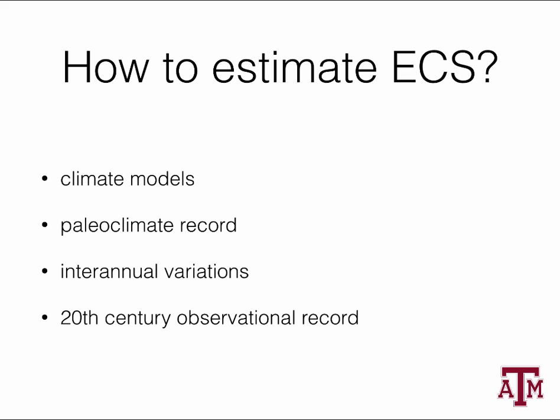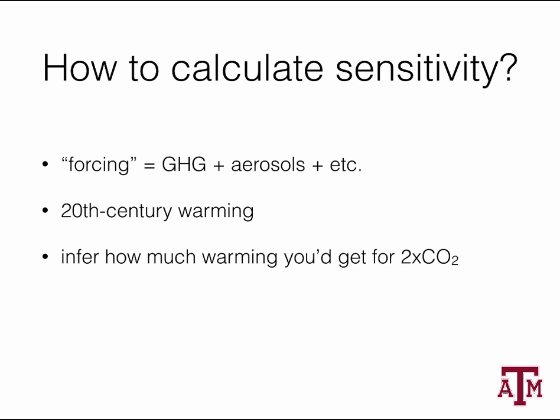Now, the problem with these estimates is that they don't all agree. So climate models, paleoclimate data, and interannual variations all give you a climate sensitivity of about 6 degrees Fahrenheit for doubled carbon dioxide. But the 20th century observational record, on the other hand, only gives you a climate sensitivity of about 4 degrees for doubled carbon dioxide. And it turns out that that's a big difference in the impacts we expect from climate change and how severe the problem is.